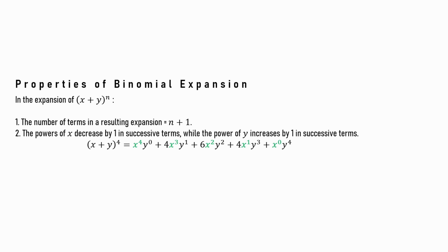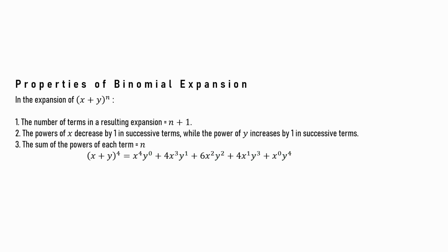So, the powers of x decrease by 1 in successive terms, while the power of y increases by 1 in successive terms. So, yung x makikita natin, x raised to 4, next ay x cubed, x squared, x raised to 1, and then x raised to 0, or 1. And then yung y, nag-increase naman siya by 1. Then yung arrangement natin dun sa binomial expansion.